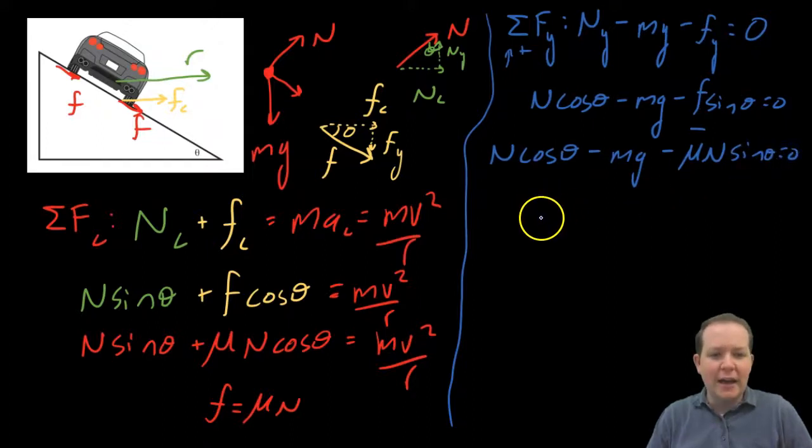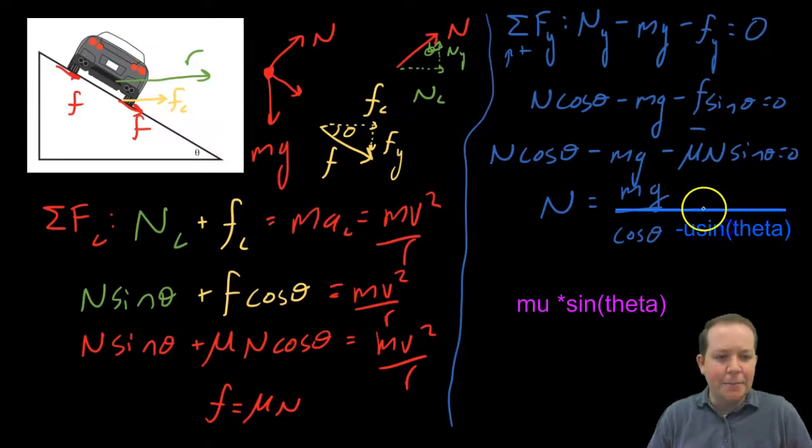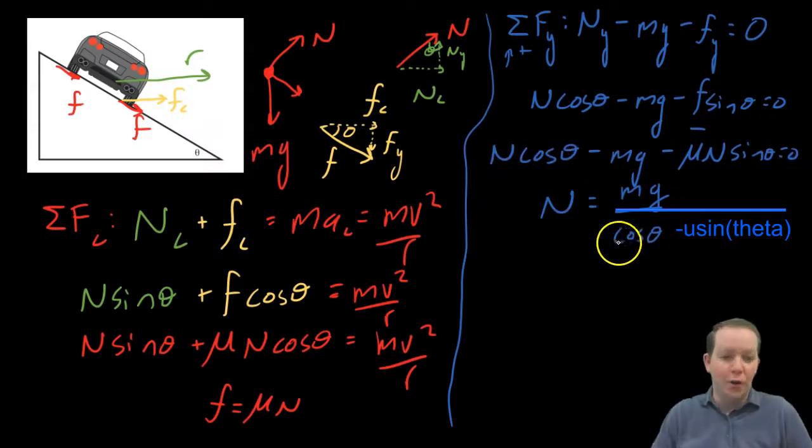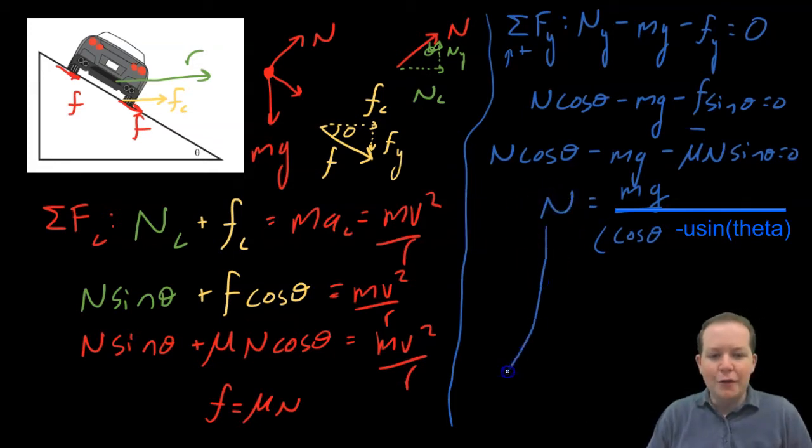Or you could write down N is equal to m times g divided by cosine of theta minus mu sine of theta. I admittedly am skipping a step. If I added mg to the other side, and then I factored out a normal force, that's how I could get this equation. Okay, you could hit pause and stare at it if you want, but then I could have an expression for the normal force. I could plug that all the way back into here and here.